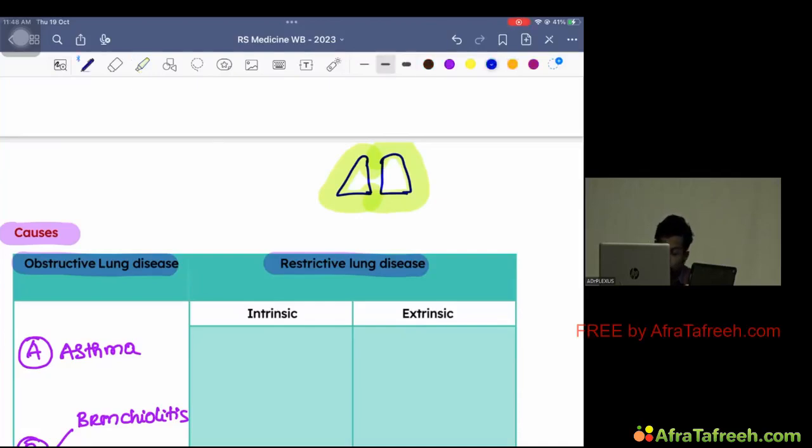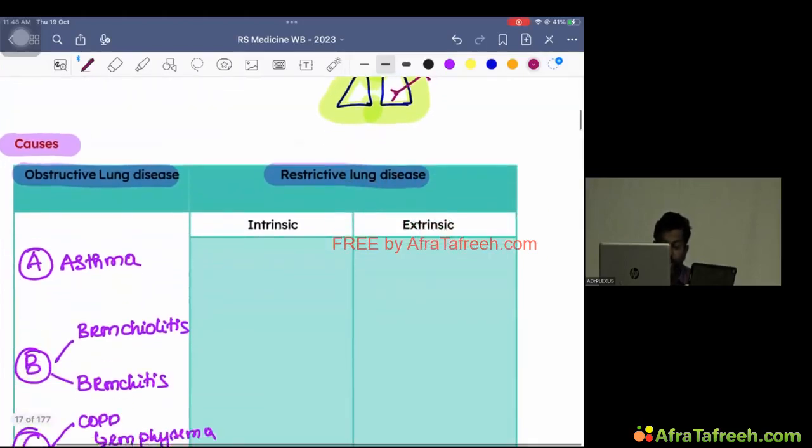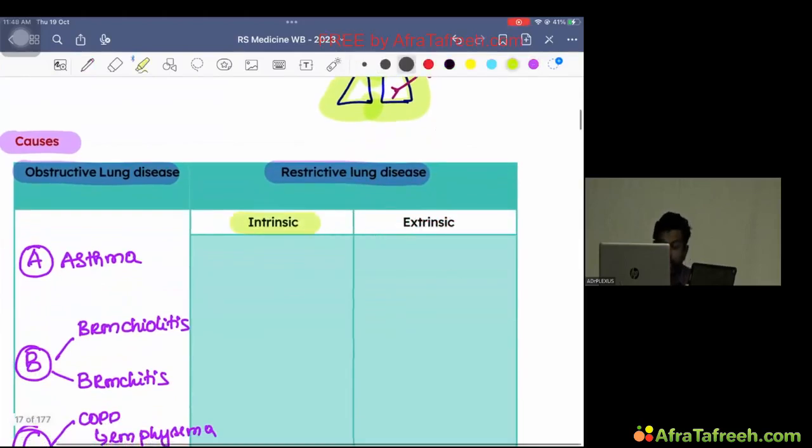Now this lung derives nerve supply like this, and the nerve supply is what makes my lung expand. If I cut this nerve supply, my lung cannot expand. So there are two ways I can restrict my lung: from within the lung and from outside the lung. So we have two types of restrictive lung disease: intrinsic restrictive lung disease and extrinsic restrictive lung disease.